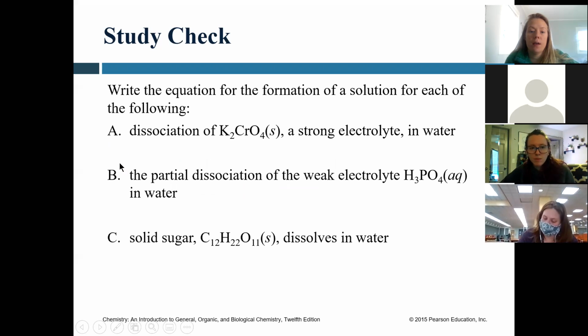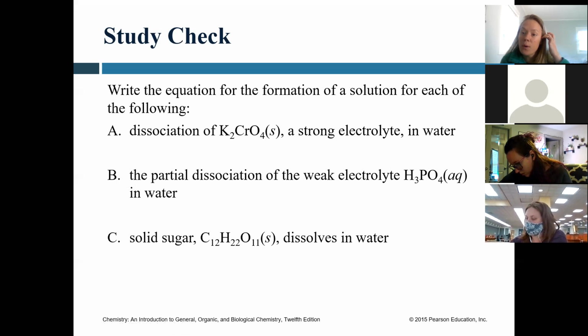So let's do this one. Let's do these. I want you to write an equation for each of these things. The first one says, we're going to dissociate this potassium chromate in water, and it's a strong electrolyte solution. B, we're going to partially dissociate this weak electrolyte solution. And then C, we've got solid sugar, and we're just going to dissolve sugar. So I want you to write the equation for that, or what the before and the after is.